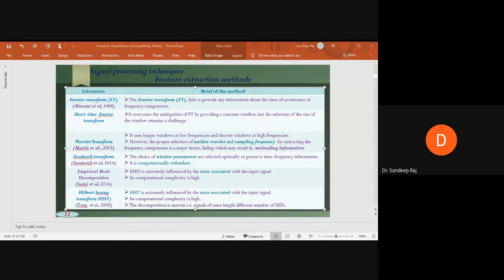Talking about the Stockwell transform, in this case also the choice of window parameters is selected optimally to preserve both the time and frequency information. However, it is computationally redundant. There are other methods like EMD, empirical mode decomposition. It is extremely influenced by the noise associated with the input signal, and it has high computational complexity. It means the number of operations used to implement this EMD algorithm is large in comparison to other algorithms. Similar is the case with the Hilbert-Huang transform, which also has high computational complexity.